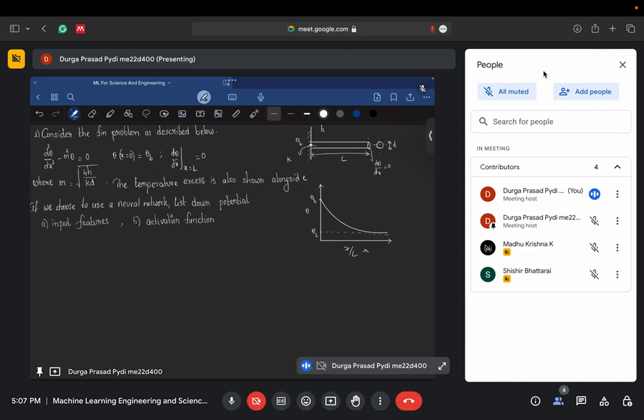So what are the input features here? What are the inputs that I need to consider to develop this? When I want to fit a neural network for this particular function, this is the function I want to fit a neural network to. So what are the inputs that I would be using from the data that is given here?